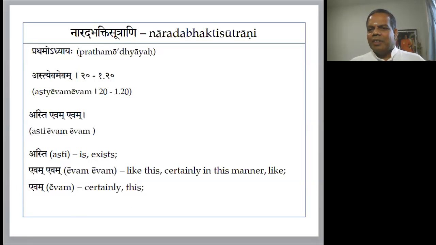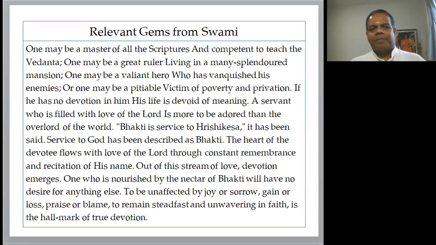I will read some excerpts of Swami. One may be a master of all scriptures and competent to teach the Vedanta. One may be a great ruler living in many splendid mansions. One may be a valiant hero who has vanquished his enemies. Or one may be a pitiable victim of poverty and privation. If he has no devotion in him, his life is devoid of meaning. A servant who is filled with love of the Lord is more to be adored than the overlord of the world.